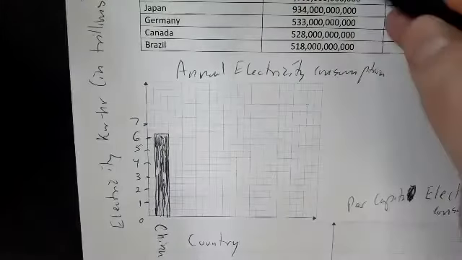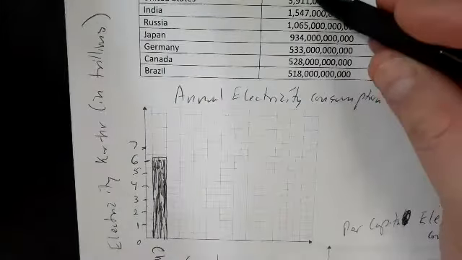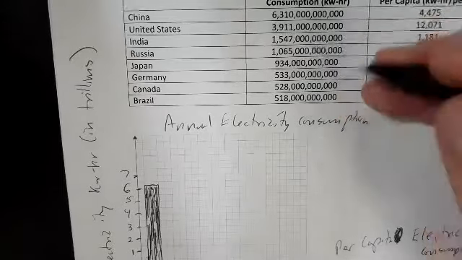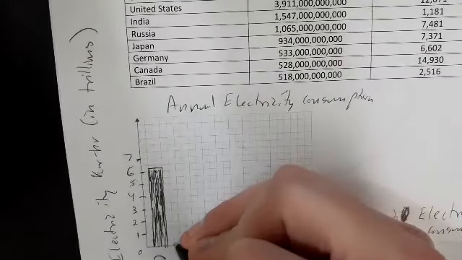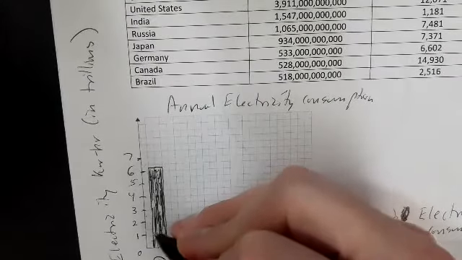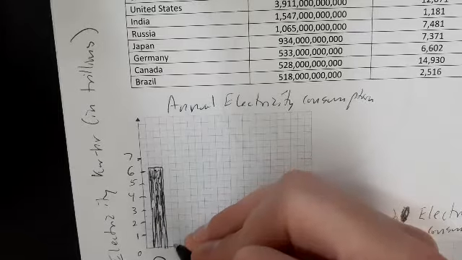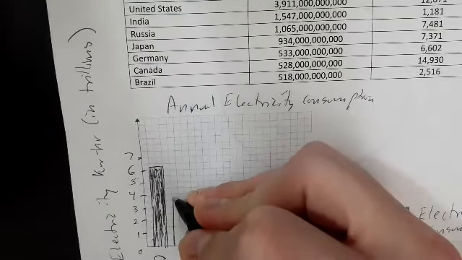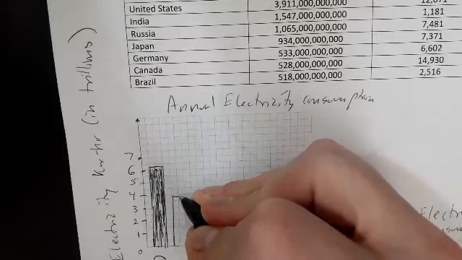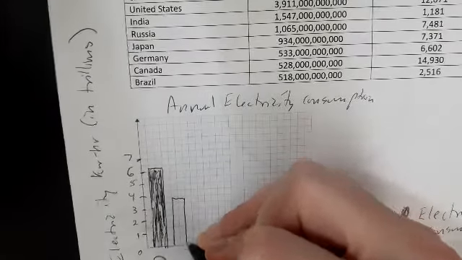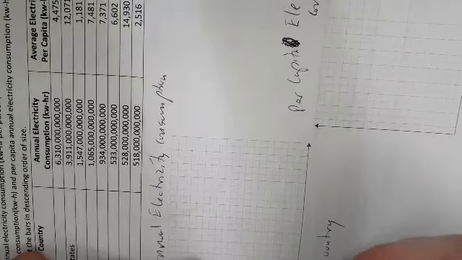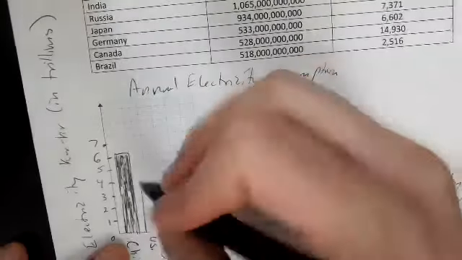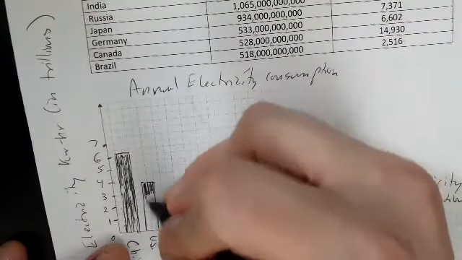The next one I look at is the US, and we're not quite at 4 trillion. If I want to do the US, I should really put a gap between my China bar and my US bar. If I'm doing categories, I usually put a gap between my bars. So this is not quite 4, and this is the US. I'll shade in my bar.